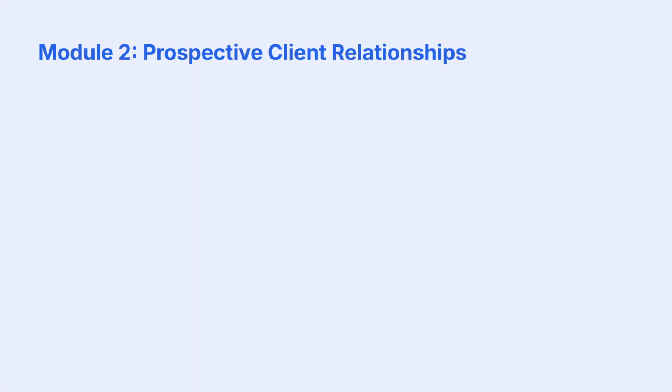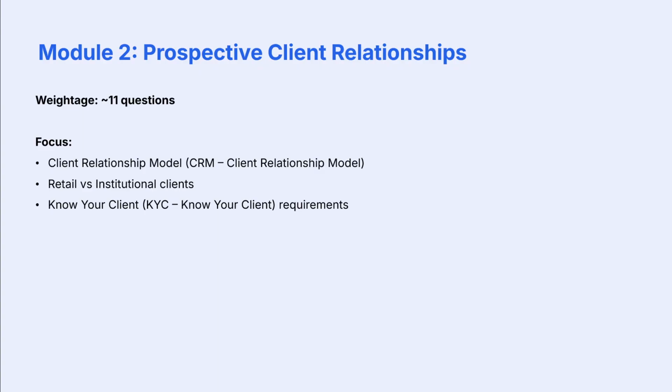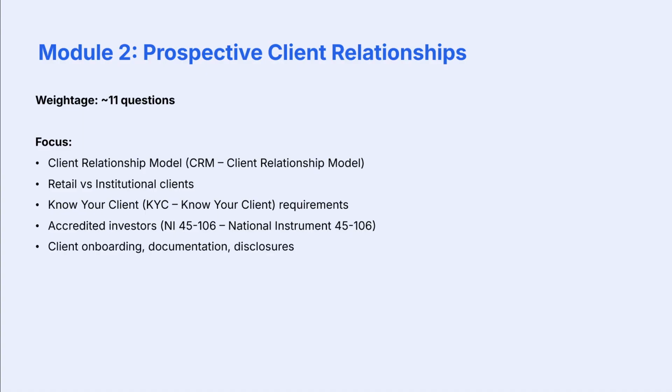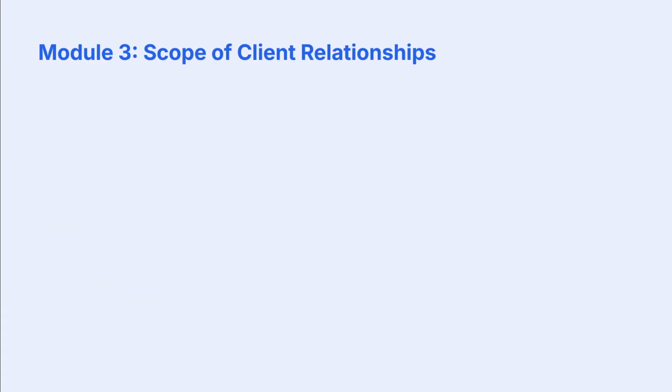In the second module, there is prospective client relationships. 11 questions would be there in the exam. Focus is client relationship model, the CRM model, retail versus institutional clients, KYC requirements, accredited investors, and then client onboarding, documentation requirements, disclosures, then fees, costs, taxes, impact on returns, role of third parties, power of attorneys, lawyers, accountants. We're going to do that.